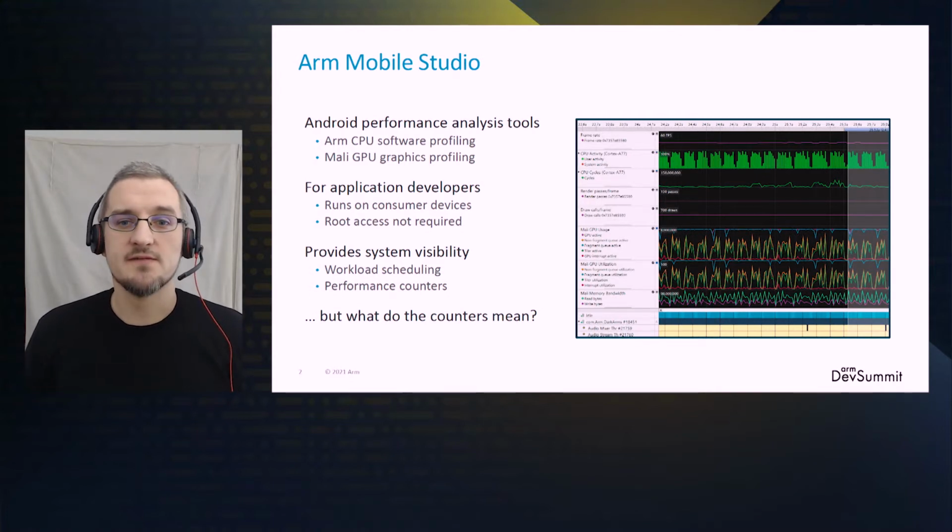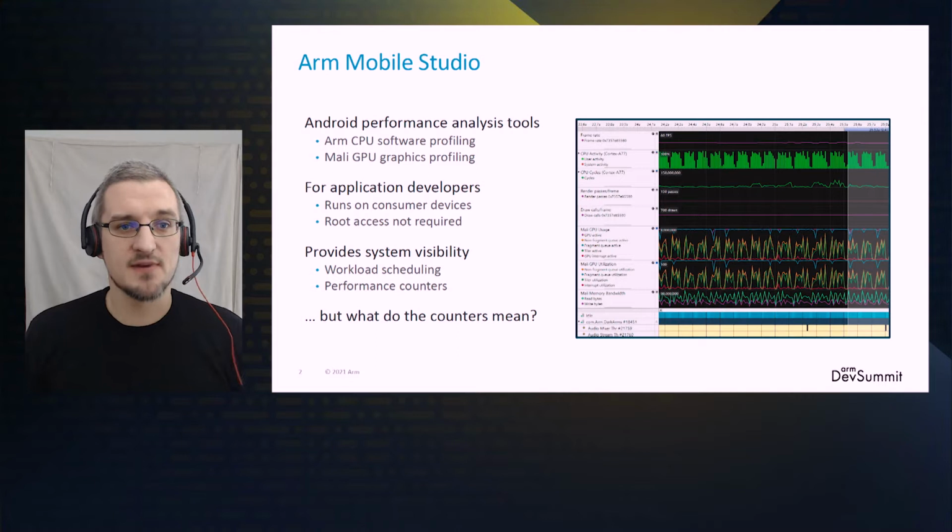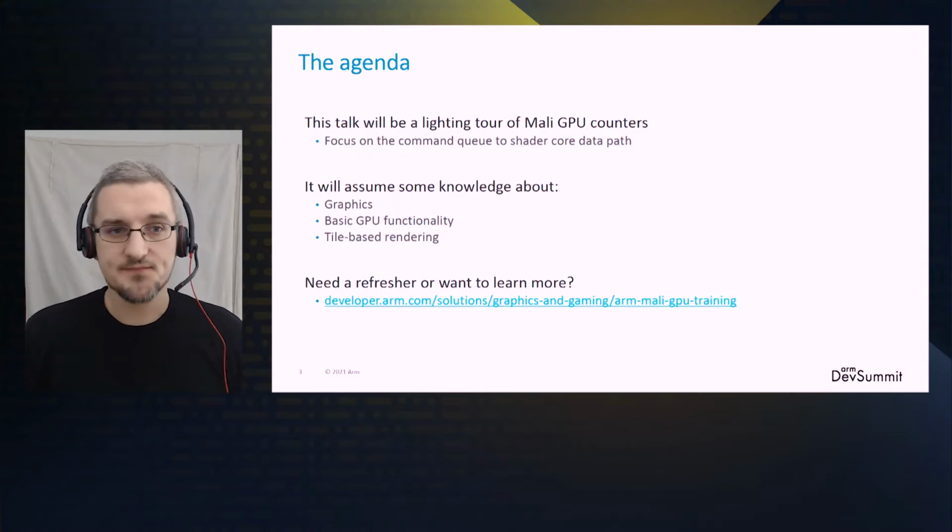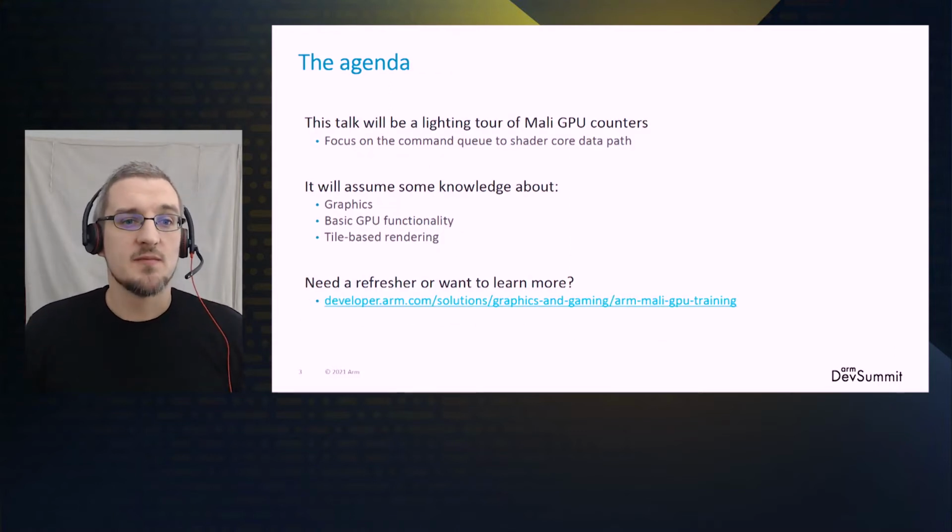One of the primary tools we have in these is performance counters. These are hardware events that the hardware counts as the application runs and give you very good visibility of what's going on the device. And one of the main questions we get is, this is all wonderful, very rich data, but what do they actually mean? So this talk is going to be a lightning tour of the Mali GPU counters. We're not going to have time to cover all of them, so we're going to focus on the command queue to shader core data path, which is the main route for running shader programs on the core.